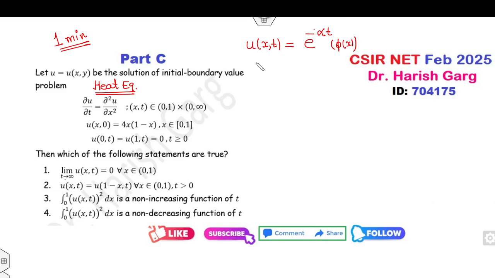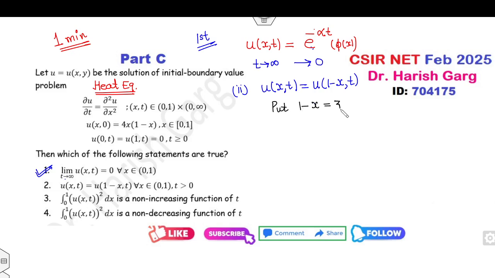Now first part: whenever you take t approaches infinity, definitely this number will go to 0. So that's true. The first option is obviously the answer. This is the first method. Fine. मैं आपको एक और मेथड भी बताऊंगा. Second option, u(x, t) is equal to u(1 minus x, t). Again, it's very simple. I can simply choose 1 minus x, for example, as z.